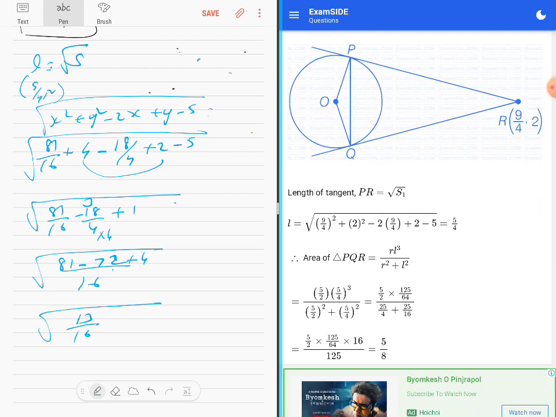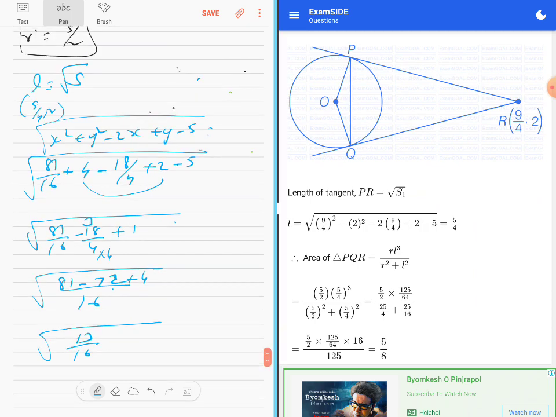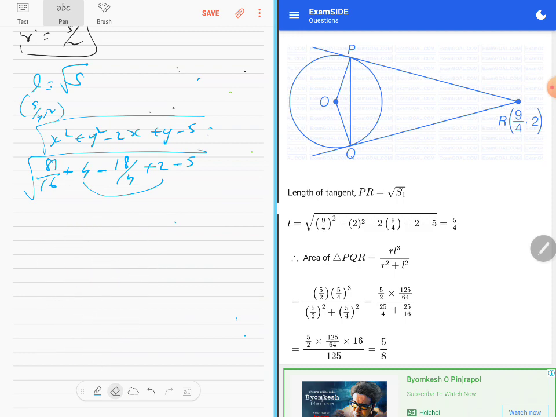I don't know whether what I'm doing is right or not. I'm trying to find the length, and to find the length I'm just substituting in the equation of the circle. And this answer that I've got is wrong. It has to be 5 by 4. So there's a calculation mistake. Minus 2 in 9 by 4 plus 2 minus 5. Calculation mistake. Again, let's solve it.